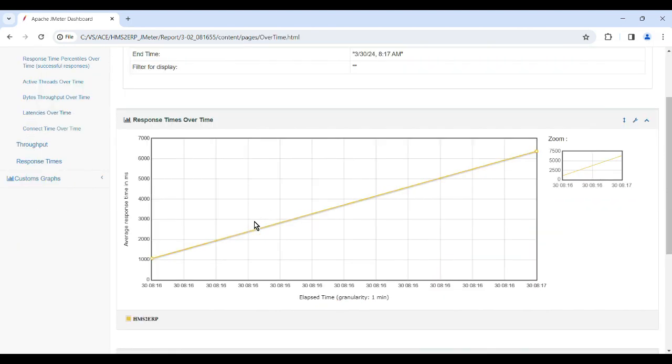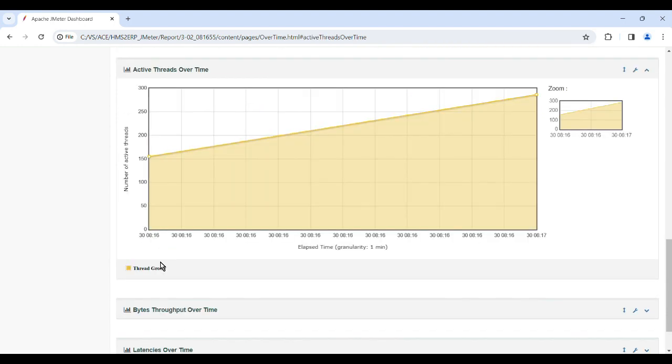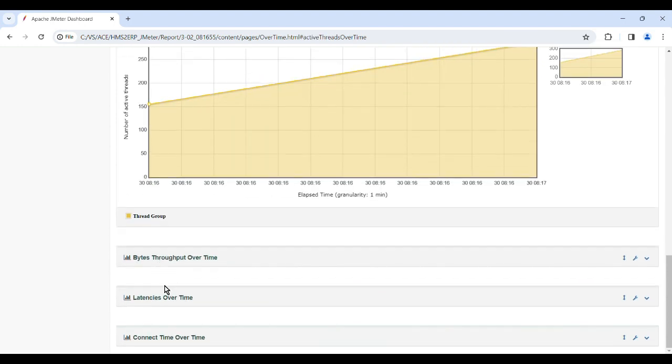So this is the over time graph. As the time elapsed, initially the response time was minimal. As the time elapsed, the response time was higher. So these are the various graphs. This is the graph for the min response time. This is the graph for the median response time. This is the graph for the 90th percentile, and so on. This is the graph for active threads, and various graphs are given.